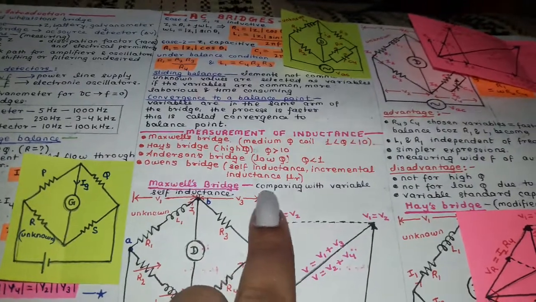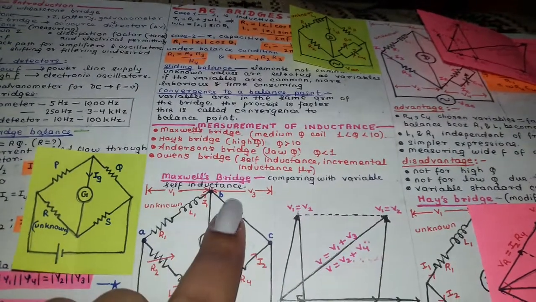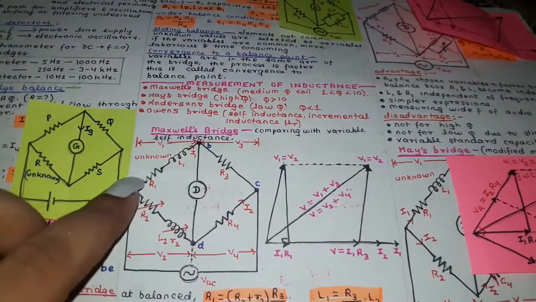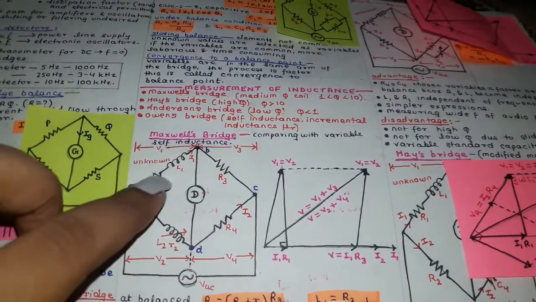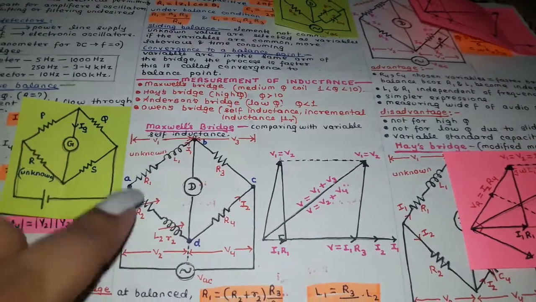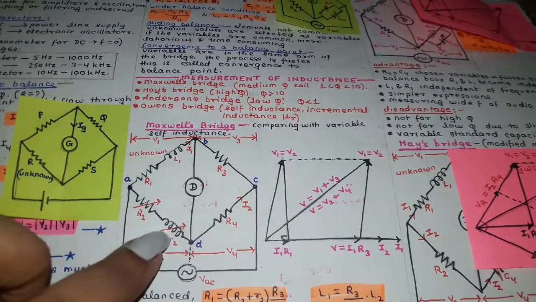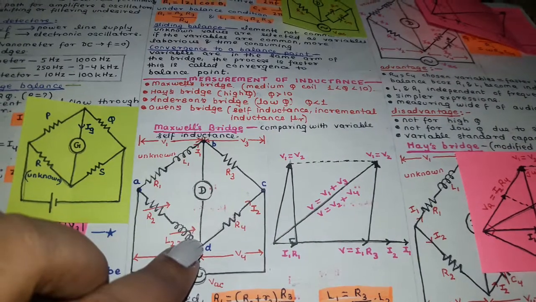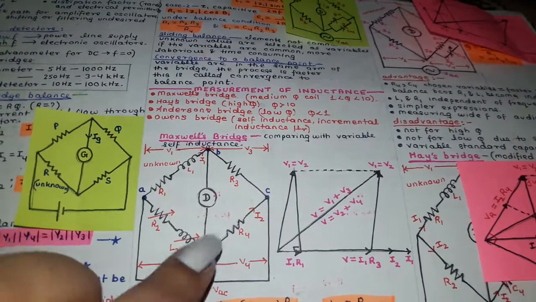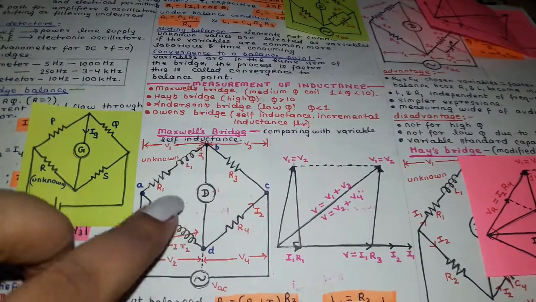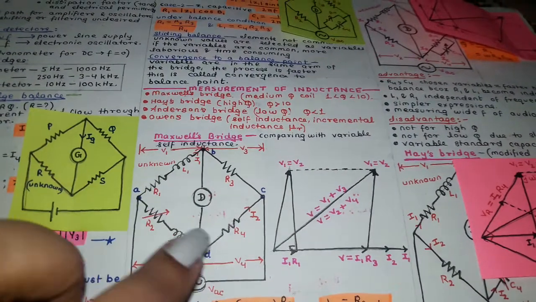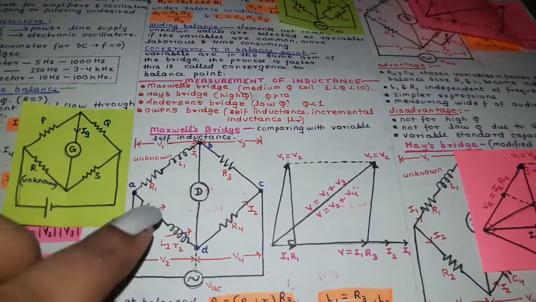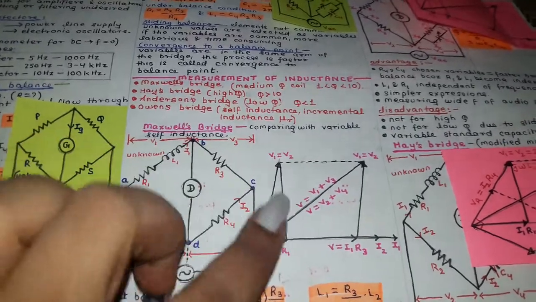Here we are comparing with a variable self-inductance. This is the circuit for Maxwell's bridge, and this is your variable self-inductance. And this is your unknown inductance. As you know, this is variable in nature. We vary this to such a level that the deflection across the detector is null. Only then can we say that this arm's impedance is equal to this arm's impedance, meaning this value is equal to this value. Hence your unknown value is defined in terms of the known value.